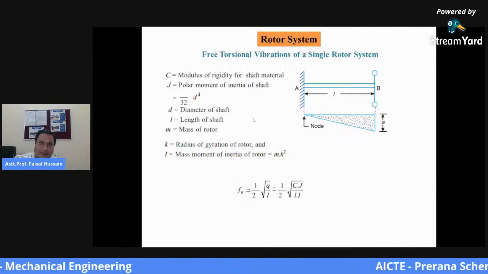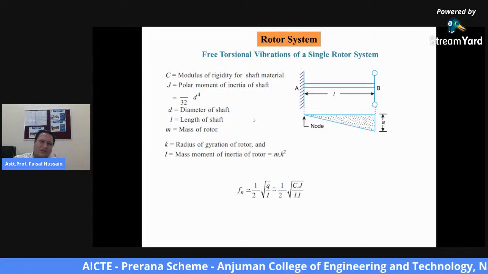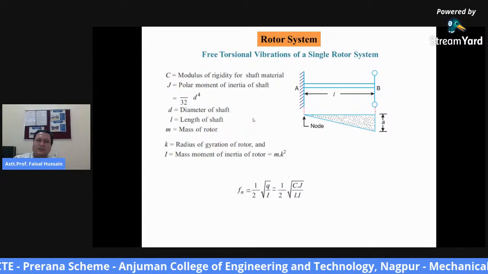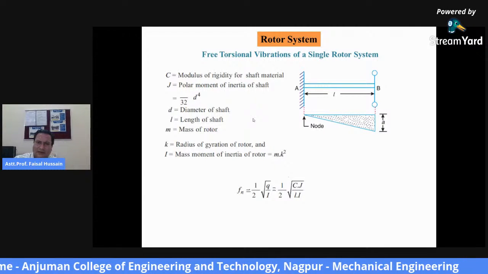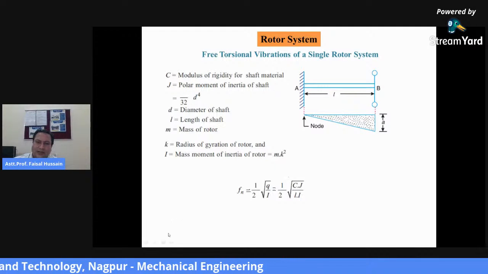Now, the rotor system. In a previous lecture of vibration 1, we have seen torsional vibration. This is a part of torsional vibration. Here it is the free torsional vibration of a single rotor system.